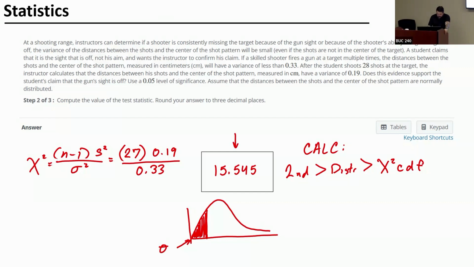So notice on your calculator, you're given some information. It says, hey, give me a lower bound and give me an upper bound and then give me the degrees of freedom. So put in your lower, put in your upper, and then your degrees of freedom. Your lower is going to be the 0. Your upper is going to be that 15.545, and your degrees of freedom is 27.